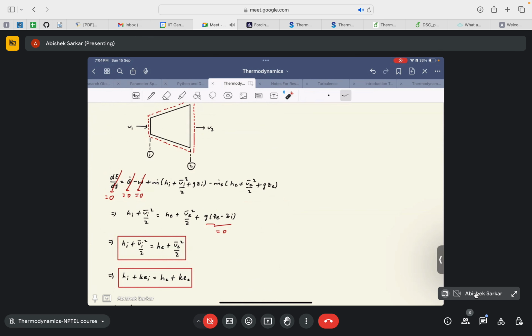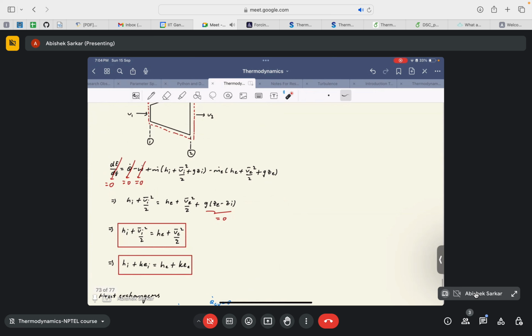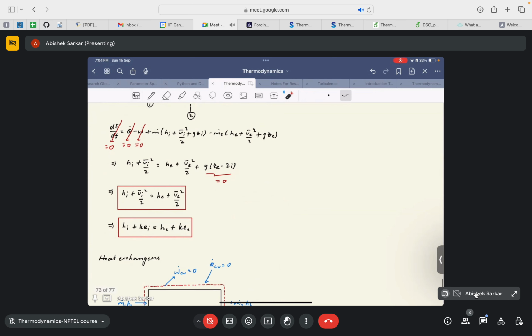Okay, so the terms that we have in our hand are the energy influx and outflux terms. Since the other terms are 0, we can easily equate them. From that we'll have hi plus vi square by 2 is equal to he plus ve square by 2 plus gze minus gzi. We take this to the left hand side, then take this to the right hand side, so that there is a negative sign here.